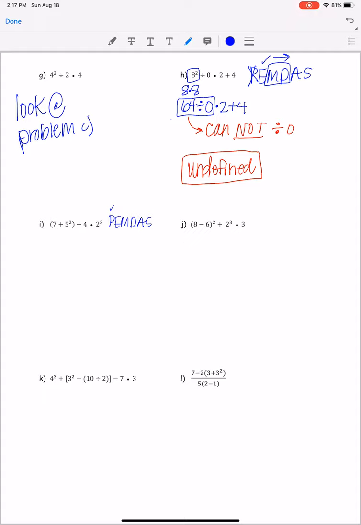Do we have an exponent? Yes, we do. So 5 squared, that means 5 is your base and it's being repeated 2 times. So you've got 5 times 5. So that's 25. So bring down everything else we haven't used. We've got plus 7 parentheses, divide by 4 times 2 cubed.